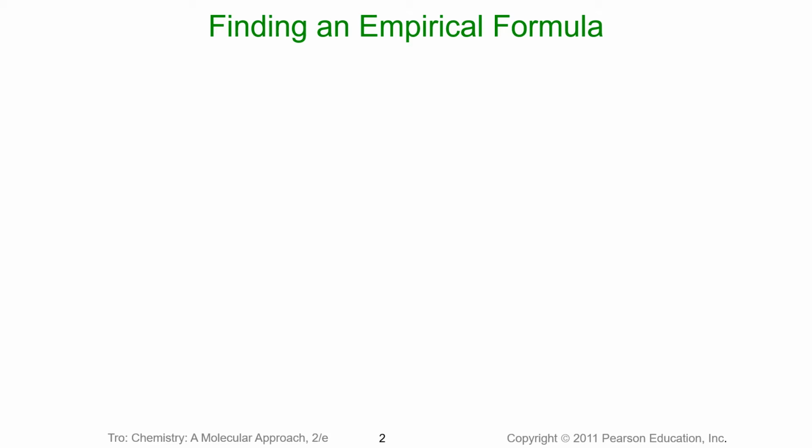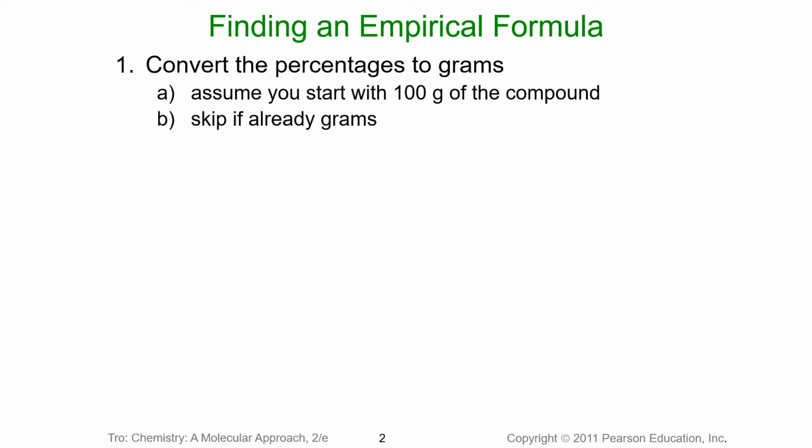So how do we go about finding the empirical formula? We're going to start by, if we're given percentages, converting them into grams. We can do that easily if we just make a simple assumption that we are starting with 100 grams of the compound. Then our percentages just become the amount in grams. If it's already in grams, you do not have to make this assumption. You can start directly with the grams.